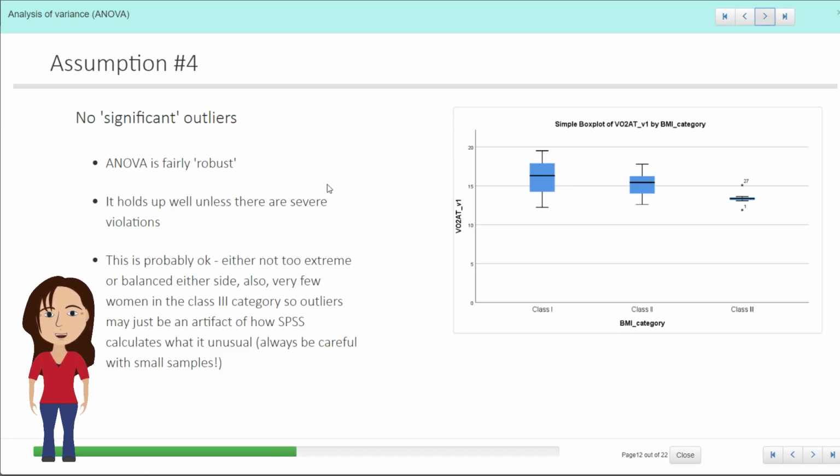So assumption 4, are there any significant outliers? Well, there's a couple of outliers. I'm not going to say that they're significant. They're balanced either side, and also I happen to know we've got a really small sample in this group, and that can make box plots look a little bit funny if you've only got 7 observations or less in a group. So I don't think that's going to be a problem.